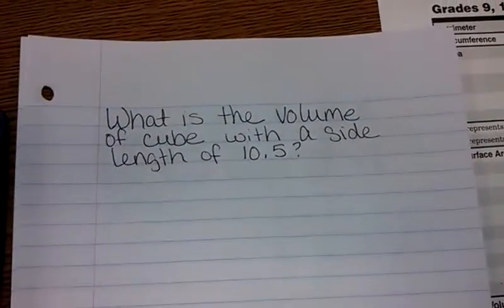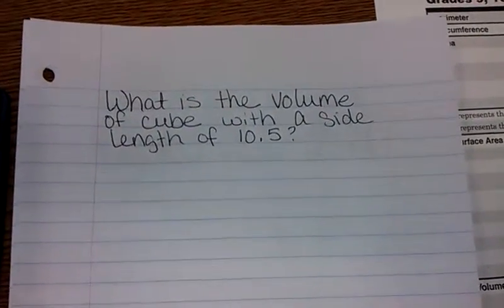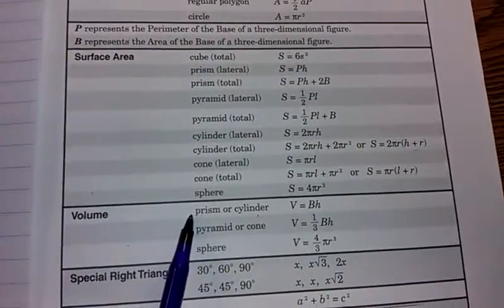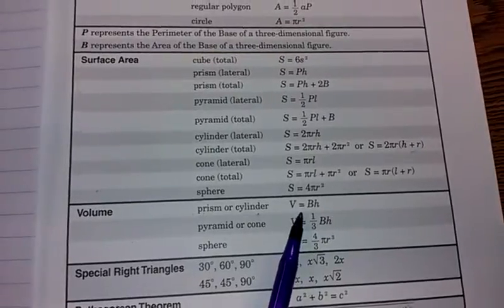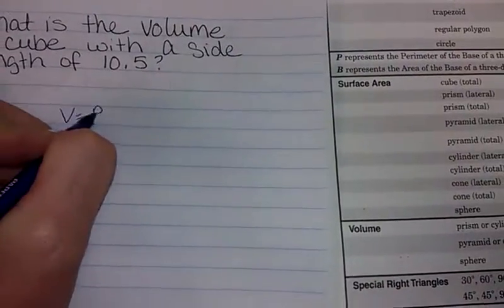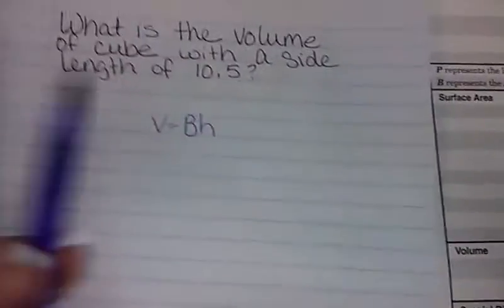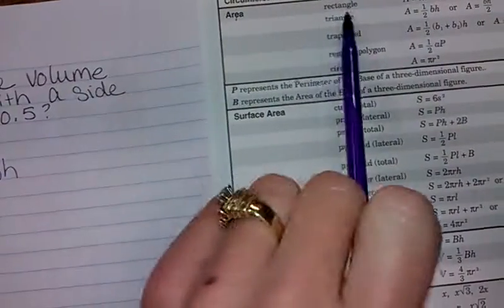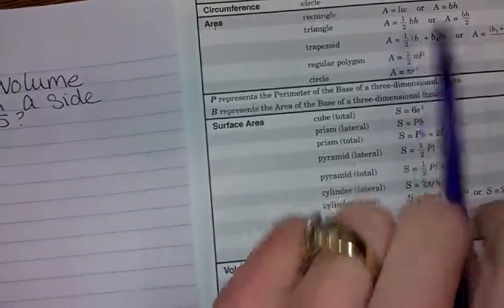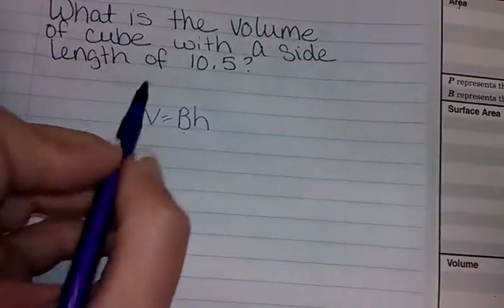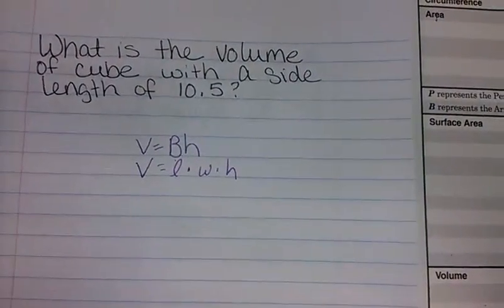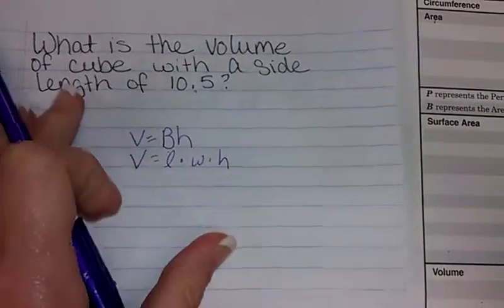Next one, it says, what is the volume of a cube with a side length of 10.5? Okay, now, volume, again, a cube is another prism. It says volume equals big B times H. Remember that B, the area of the base, is a cube or a rectangle. Area of a rectangle, base times height, or length times width. So whenever you talk about a cube or a rectangle, you've got length times width times height for the volume. Now, this one says it has a side length of 10.5.